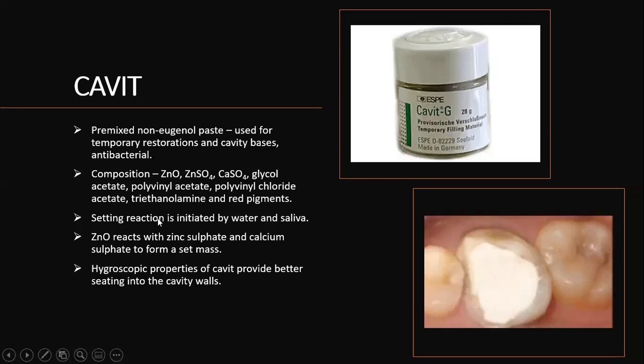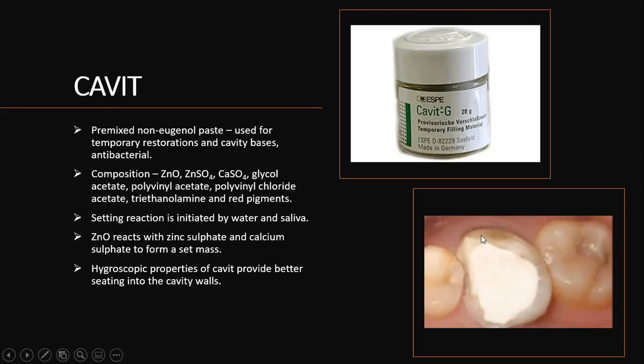Now coming to Cavit. Cavit is a pre-mixed zinc oxide eugenol paste and it is used for temporary restoration and as cavity bases. Cavit is antibacterial. The composition of Cavit is zinc oxide, zinc sulfate, potassium sulfate, glycol acetate, polyvinyl acetate, polyvinyl chloride acetate, triethanolamine, and red pigments. The setting reaction is initiated by water and saliva. The zinc oxide reacts with zinc sulfate and the potassium sulfate to form a set mass.